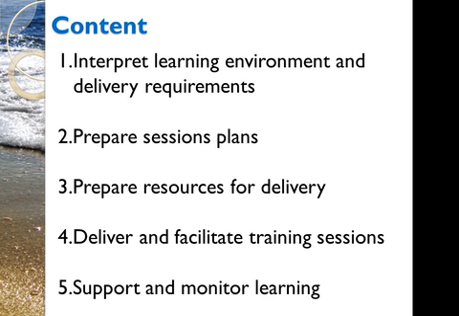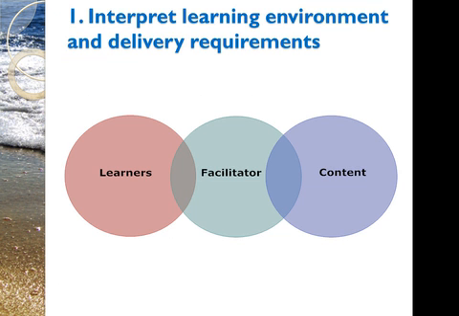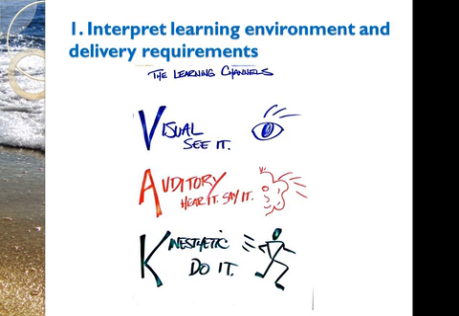There are 5 elements of Plan, Organise and Deliver Group-Based Learning. They are: interpret learning environment and delivery requirements, prepare session plans, prepare resources for delivery, deliver and facilitate training sessions, support and monitor the learning. This whole unit can be broken down into 3 sections: the learners, the facilitator and the content.